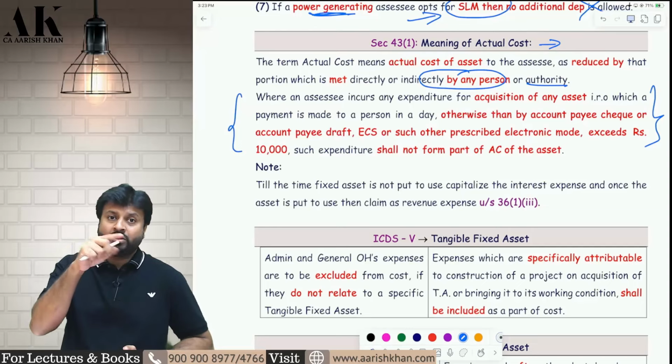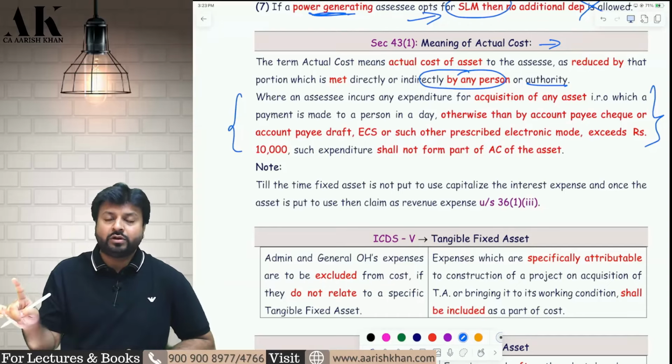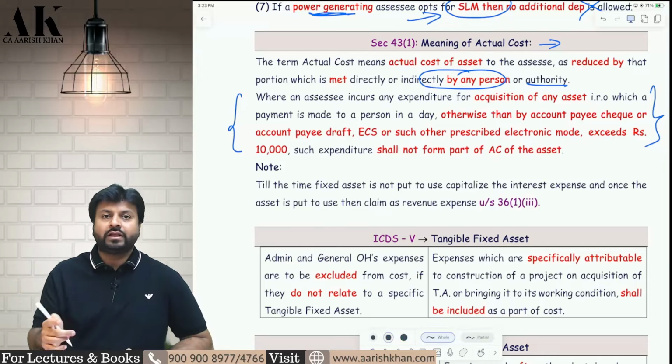A cheque on which there is a cross and "account payee" is written on the top left, only then it is called an account payee cheque. So a bearer cheque is absolutely not allowed. A crossed cheque is absolutely not allowed. Above 10,000 to a person in a day.